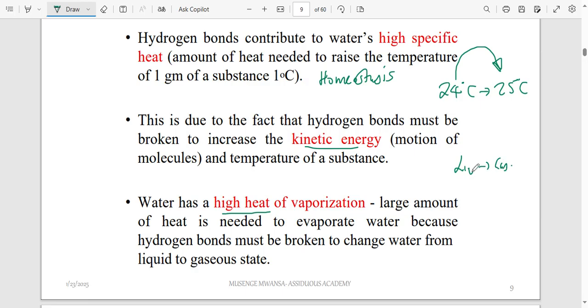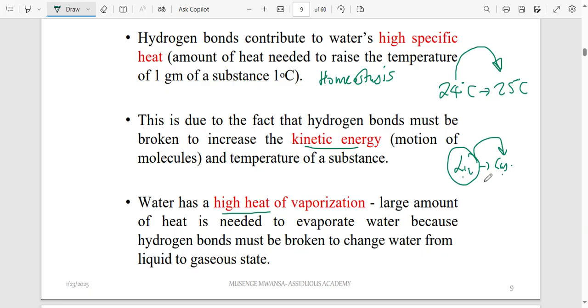Now, this is not when you are heating, okay? If you are heating, that is known as boiling, but this is vaporization just at room temperature. At room temperature, it is very hard for you to convert liquid water to gas. So you need a lot of heat, and the same thing, you need a lot of heat to break the hydrogen bonds.